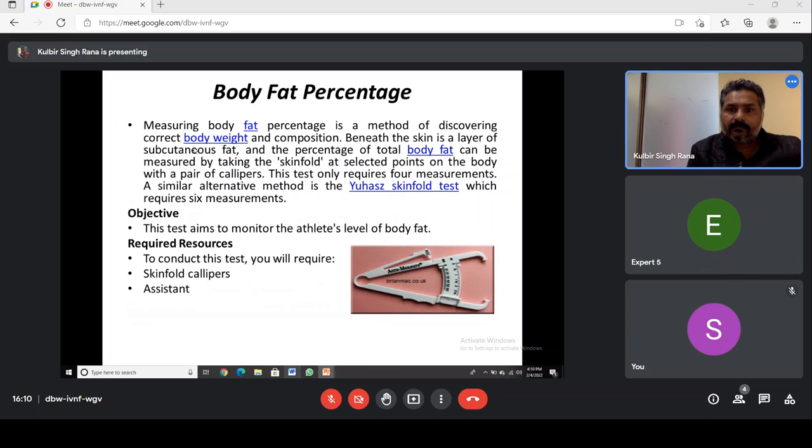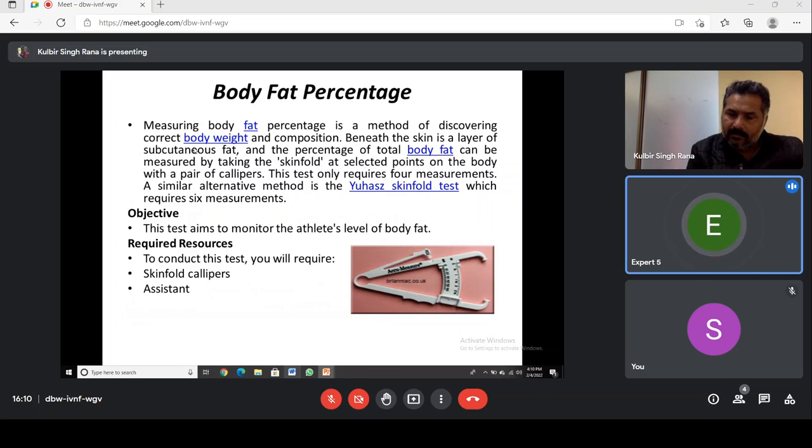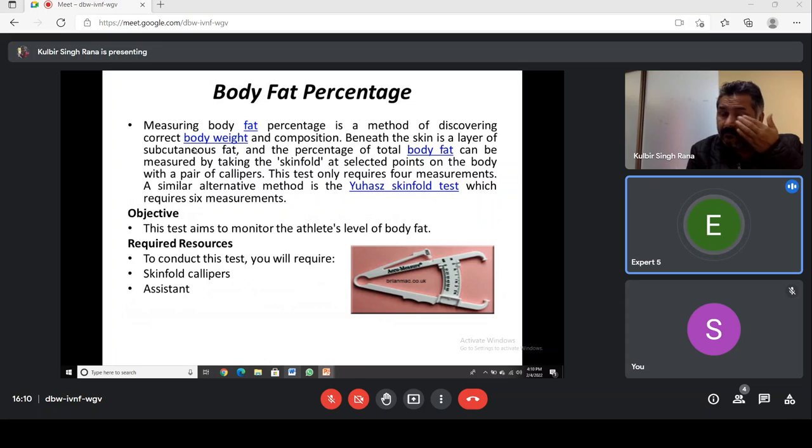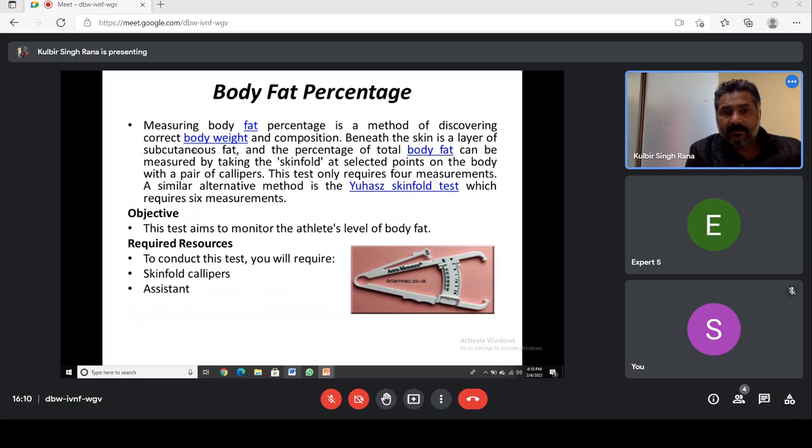What are the areas? It is the upper arm. We take from the thigh region, the abdomen region, and the mid abdomen. See, first we'll take triceps, right? Then biceps, then subscapular, right? Supra-iliac. Yes, subscapular. And thighs. Okay, so those are basically the areas.